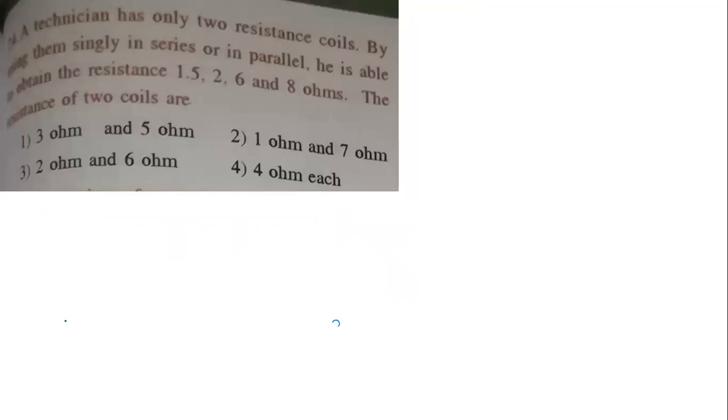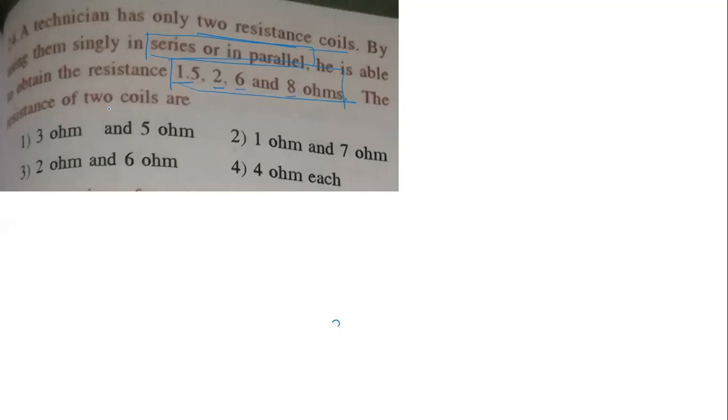Now, question number 24. A technician has only 2 resistors. How many resistors does he have? 2 resistance coils. By using them singly, in series or in parallel combination, he is able to obtain the resistances of 1.5 ohm, 2 ohm, 6 ohm and 8 ohm.